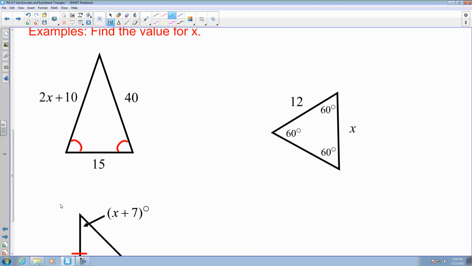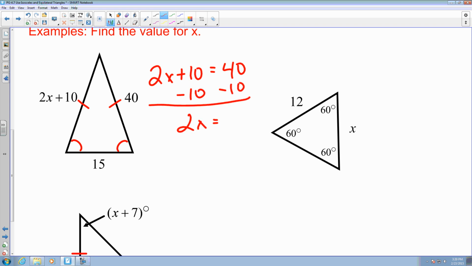So with this being said, let's try to find values for x. So this first triangle here, they have side lengths of 2x plus 10, 40, and 15. I know that these two angles are congruent, so because of the converse of the base angle theorem, I know that these two sides are also congruent. So in order to solve for x, I can set 2x plus 10 equal to 40 because they'd be the same. Subtract both sides by 10, I get 2x equals 30. Dividing everything by 2, x is going to equal 15.